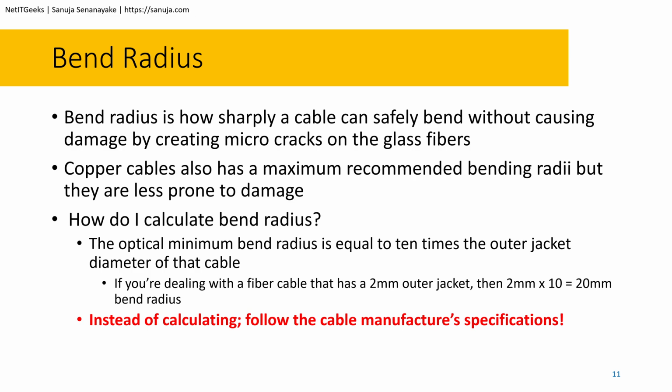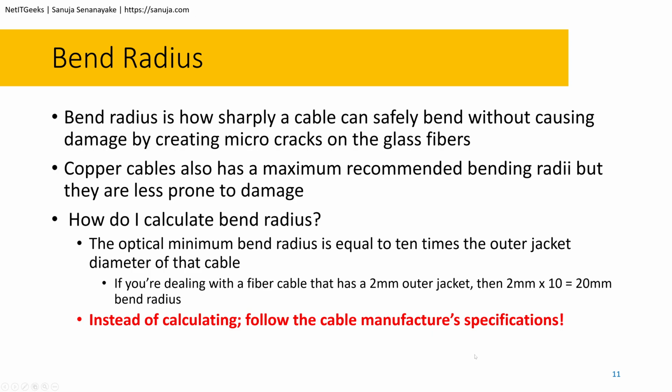Optical fiber or fiber optic cables are really expensive. You do not want to be in a situation where you destroy a bunch of cables or damage a bunch of cables from your company because you are just calculating these numbers based on whatever values you have. Instead, just follow the manufacturer's specifications and you should be good.